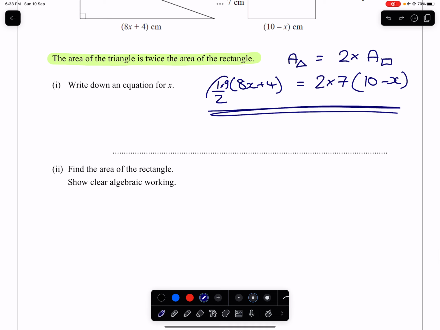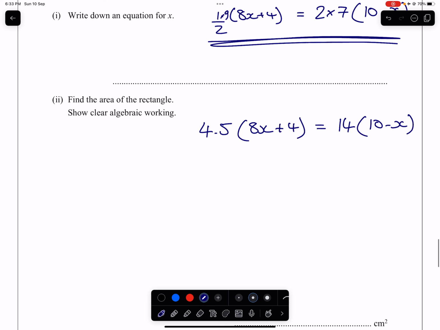So this half times 9 is going to give us a 4.5. So I could just write this as 4.5 bracket 8x plus 4, and I can tidy up this 2 times 7 to give us a 14. You could, if you're careful, break out the bracket straight away, but I just feel it's better to tidy up what's in front of the bracket first beforehand, but you do you at the end of the day.